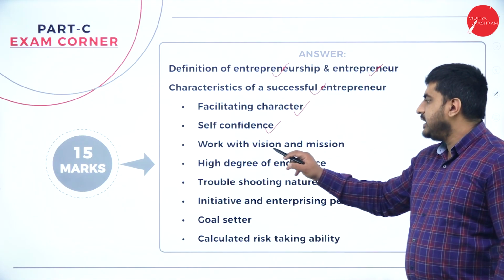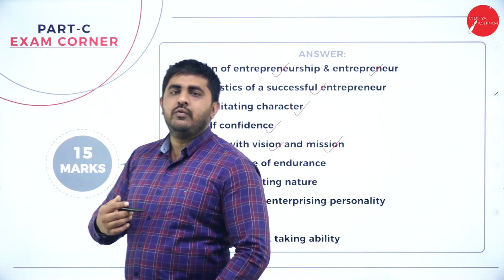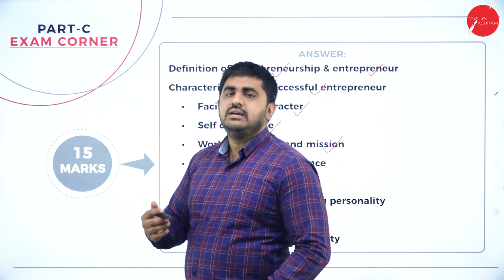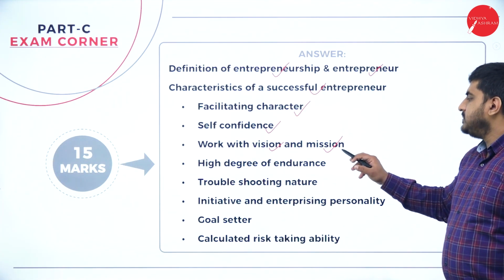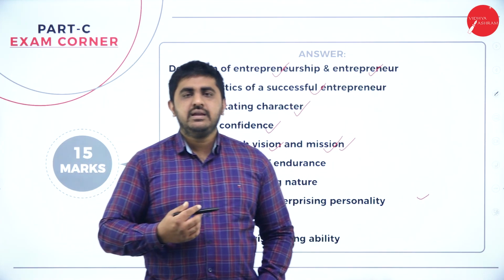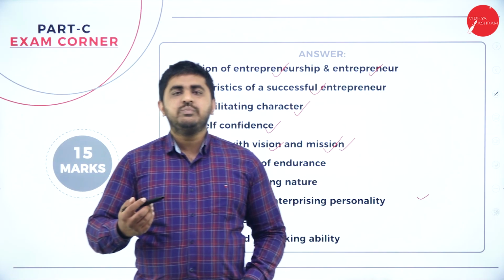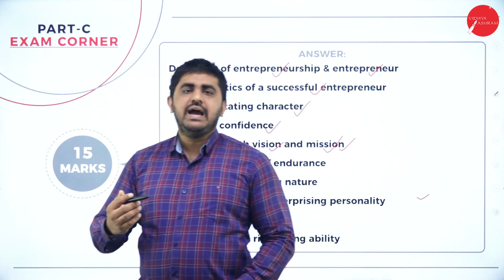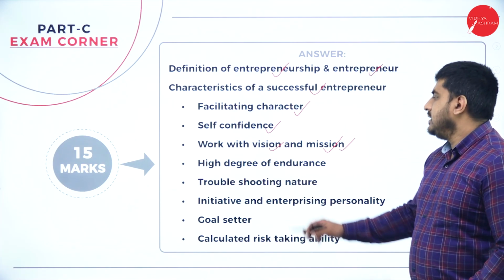Then work with vision and mission. He should have the vision, that is the future foresight regarding where he is going to head after 3 years or after 5 years, where he'll be placed in the business after 5 years. So you should have a vision. Then mission is objective. For example, a prospective entrepreneur's mission might be, I want to make 1 crore this year, or I want to make 10 crores after 5 years. That is mission. To achieve that, he has to invest his time, money and efforts. That is the meaning of work with vision and mission.